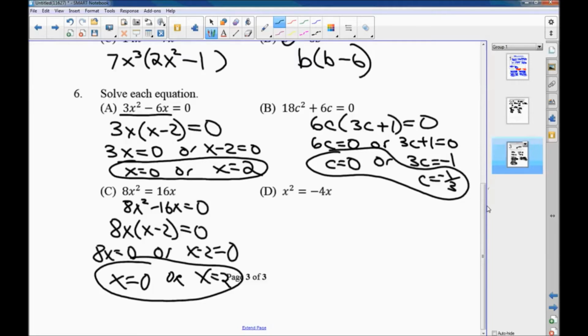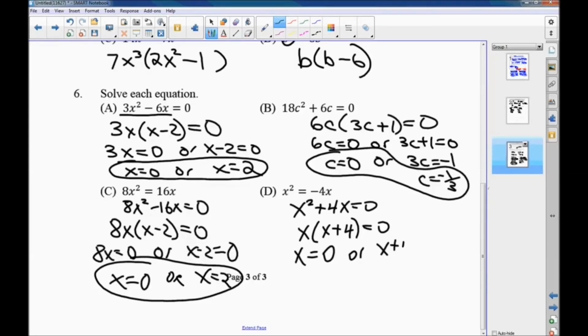And in our last one, we move the 4x over to the left side with the x squared to set it equal to 0 first, so we can do our trick of factoring it. And then we know if two expressions multiply to be 0, then one of them must be 0. And that allows us to solve this equation. So here are our two answers.